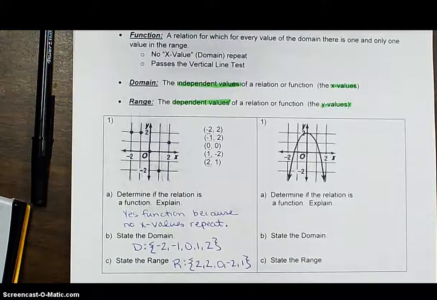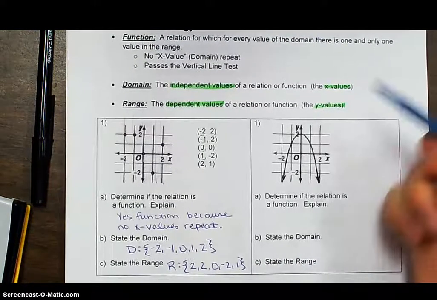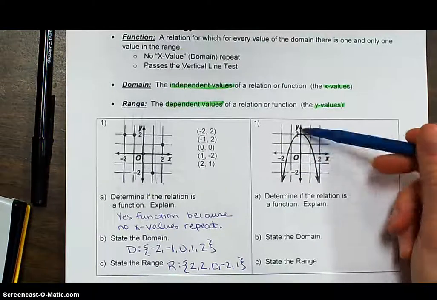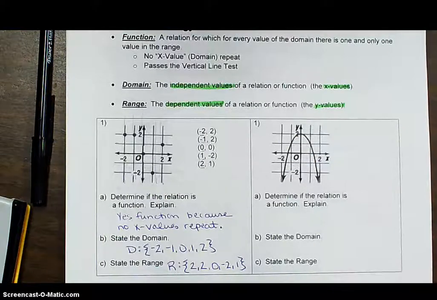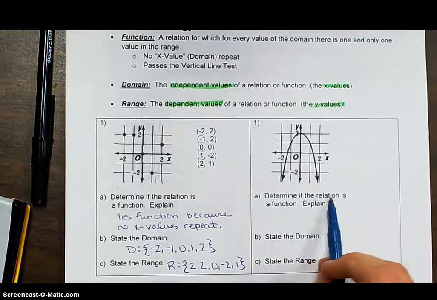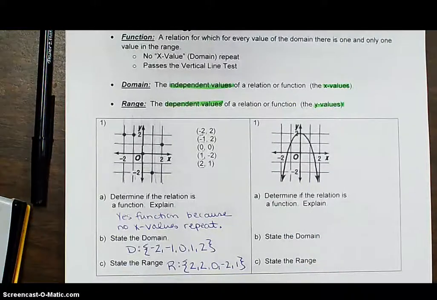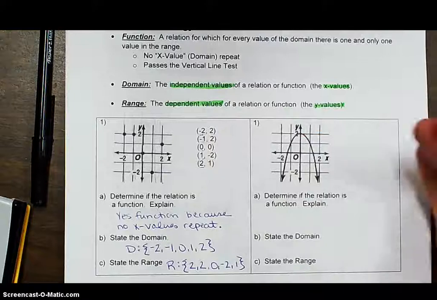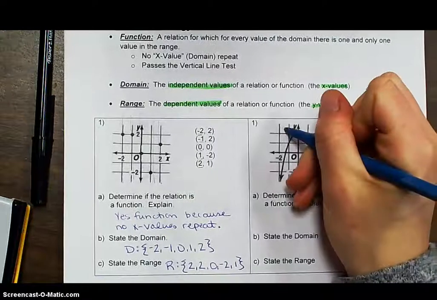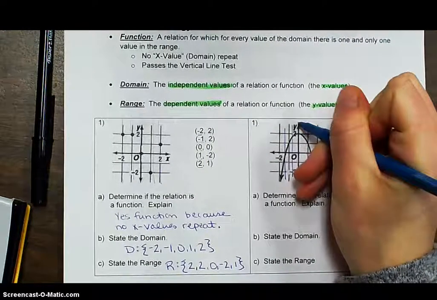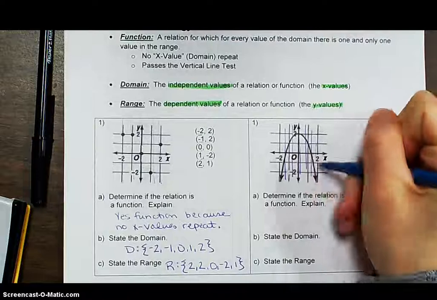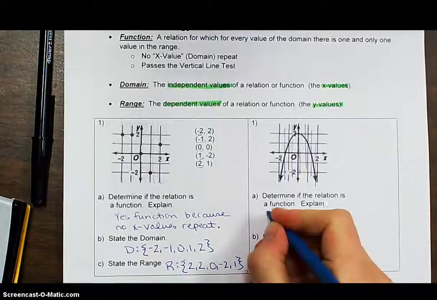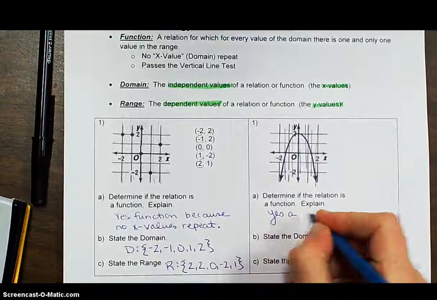Now let's take a look at our next example. Here we have our graph and we have a relation. It looks like a parabola that is drawn. Determine if the relation is a function. Well, we do not have a list of points, so instead we have to look at the graph. If I were to draw a vertical line anywhere on this grid, would it ever touch the function more than once? No. So that means this is yes, a function.